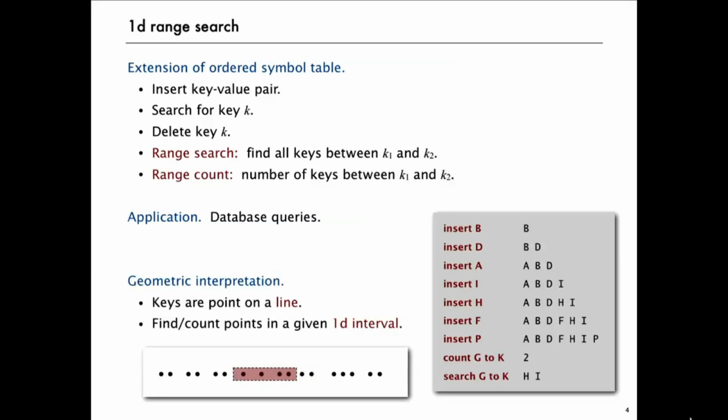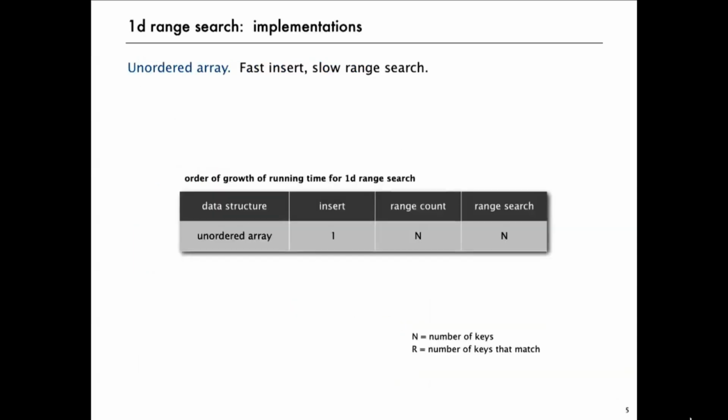Now in geometric interpretation, we just think of the keys as points on a line. And so the key values are just specified as points on a line. We might convert the letters to numbers, or keys might be numbers. And then what we're looking for is to find or count the points in a given interval in one dimension. So how are we going to implement that? Well, this is a basic problem that is very similar to our symbol table problem.